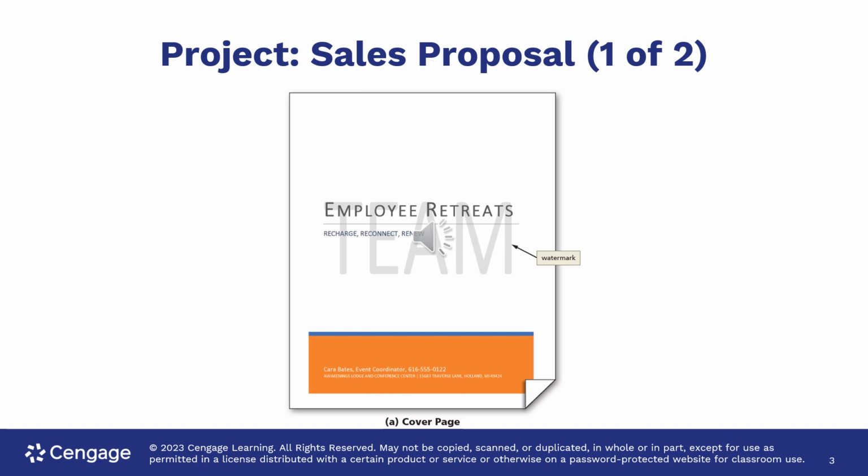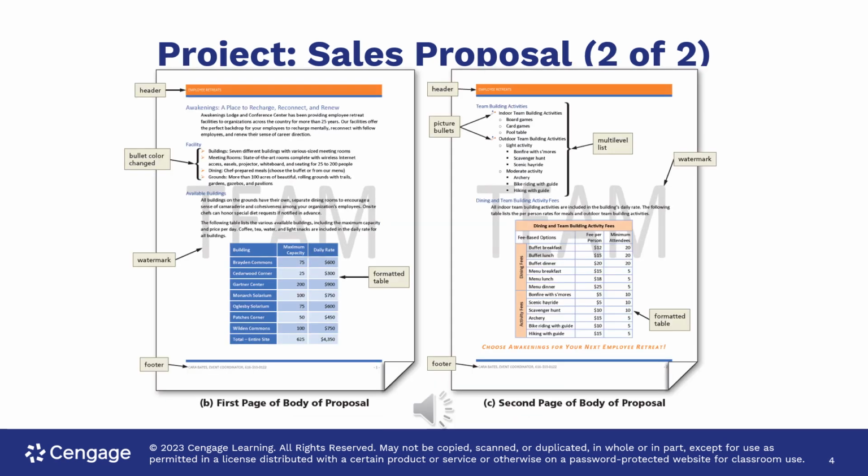So in this module, we will learn how to create the sales proposal shown here in this figure. We will perform the following general tasks as we progress through the module. The first one is to create the cover page. Once we create that cover page, we will modify our page formatting in the proposal. We will edit and format lists in the proposal. We will edit and format tables in the proposal, and we will create a watermark in the proposal, all as you see here.